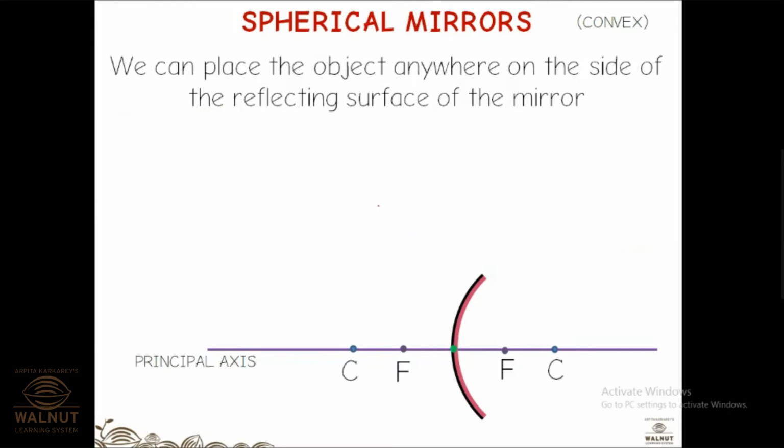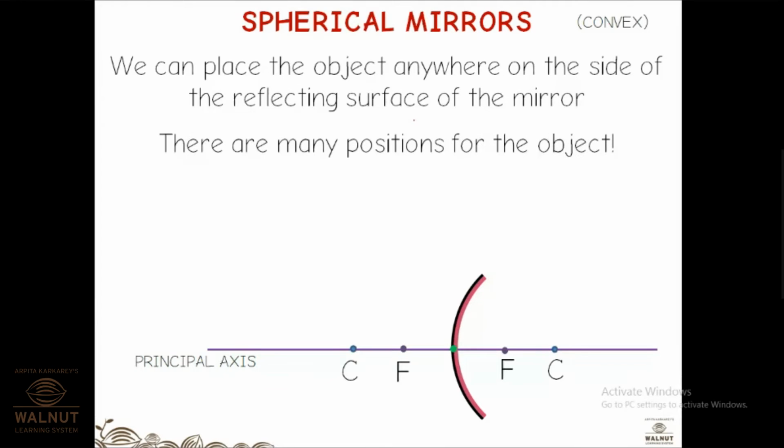Next, we can place the object anywhere on the side of the reflecting surface of the mirror. Reflecting surface means what? From where shine comes, whichever part is shiny. There we can keep the image, keep the object, sorry. There are many positions for the object. Let's look at them one by one.